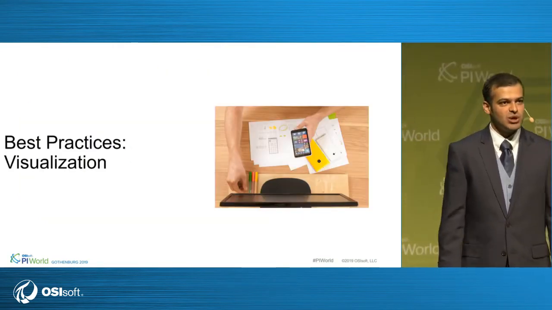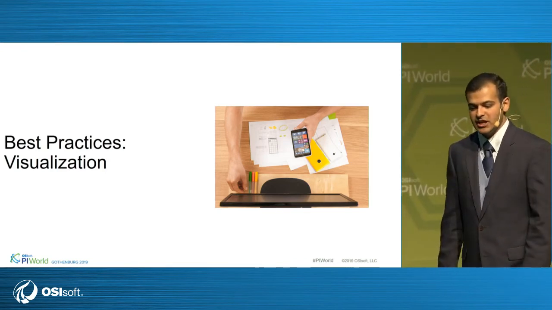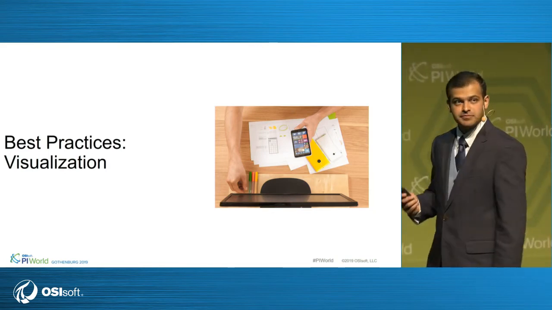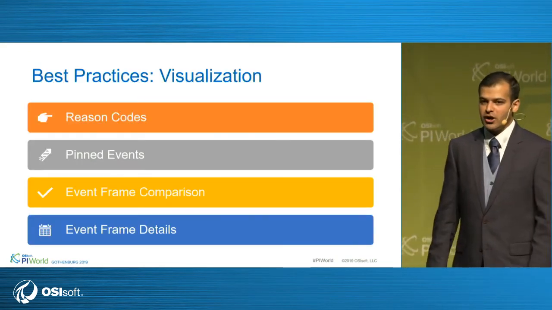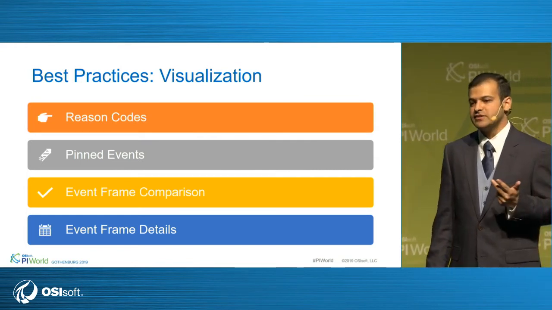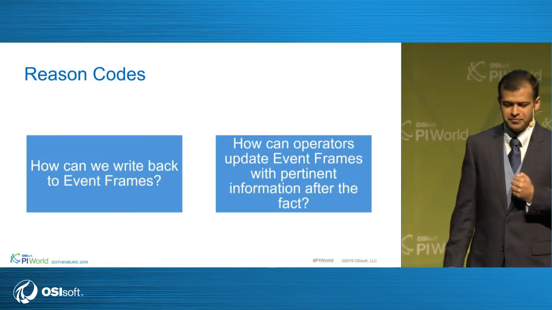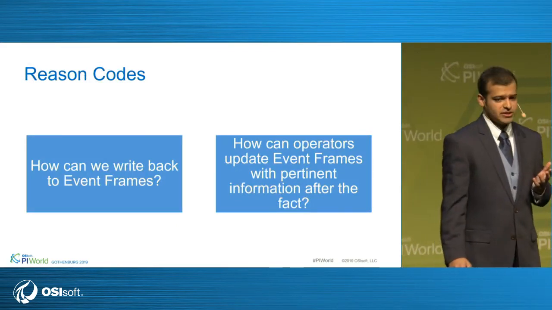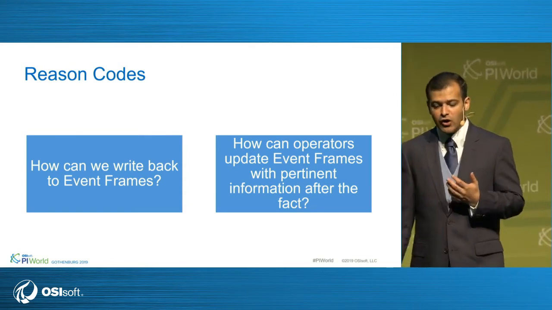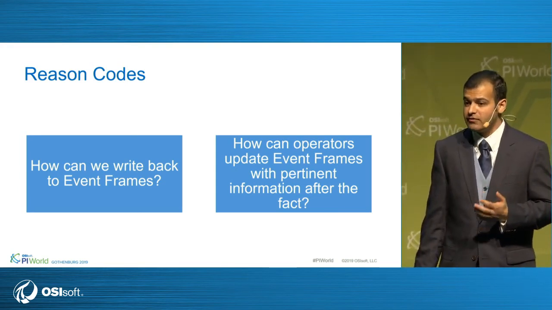With this, we would move to our next topic of the presentation, the best practices while visualizing event frames. So we would talk about reason codes, pinned events, event frame comparison, and event frame details. Reason codes. We often come up with this question: how can we write back to event frames? How can operators update event frames with pertinent information after the fact?